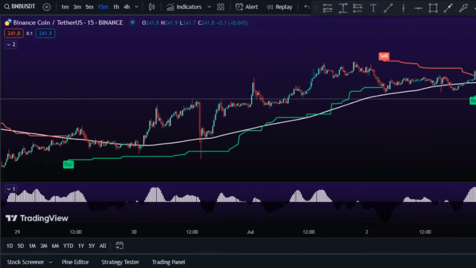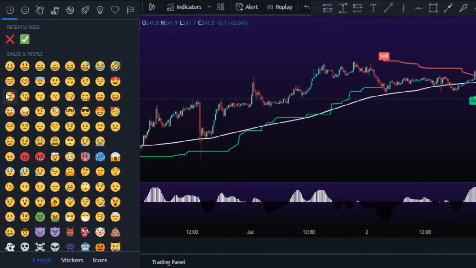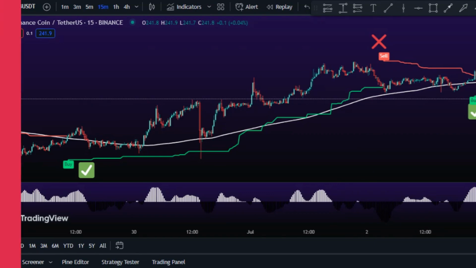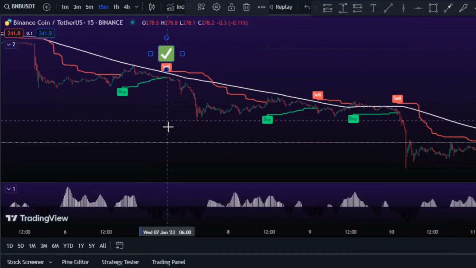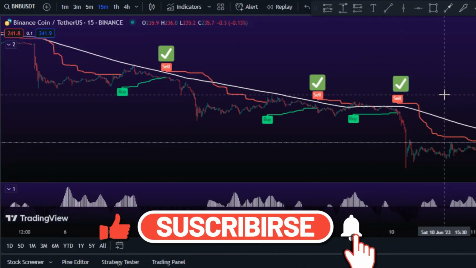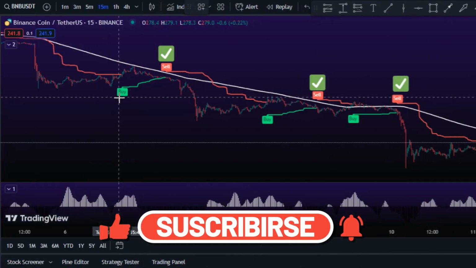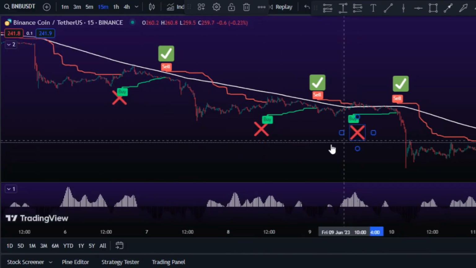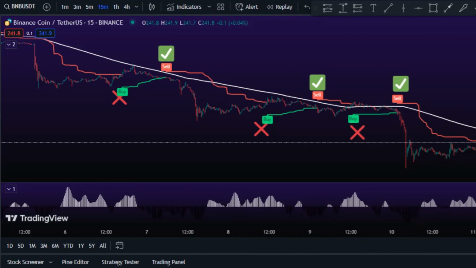We'll use the moving average as a filter to confirm the signals from other indicators. When price is above the moving average, that indicates an uptrend, and when price is below the moving average, that suggests a downtrend. So we only take trades that are in the direction of the current trend as identified by the moving average. This can help improve the performance of the strategy by trading with the trend rather than against it.